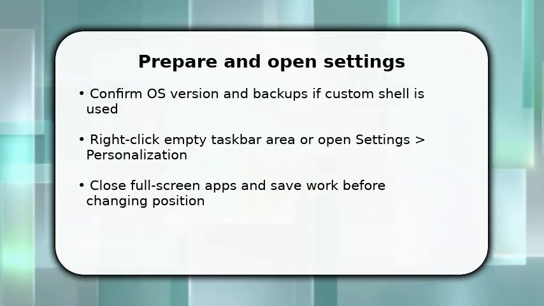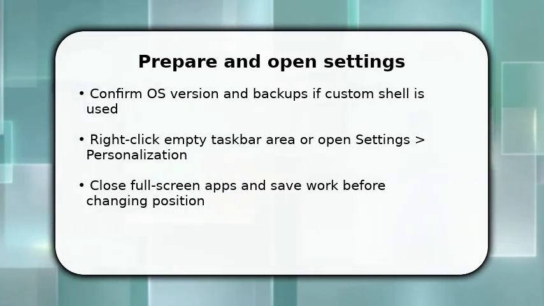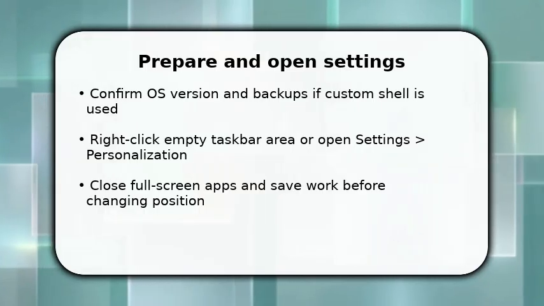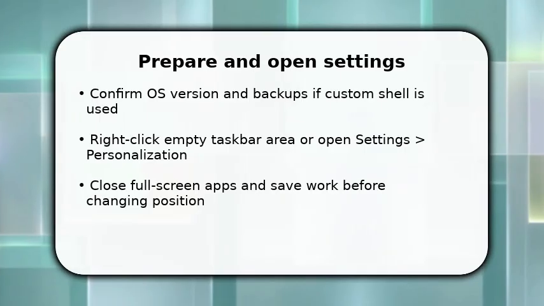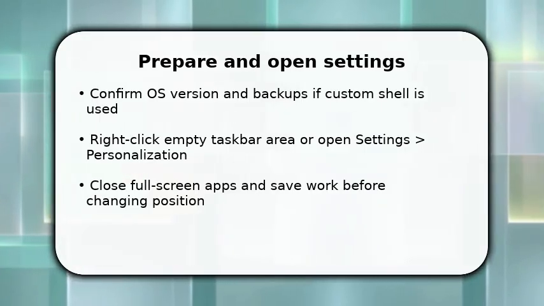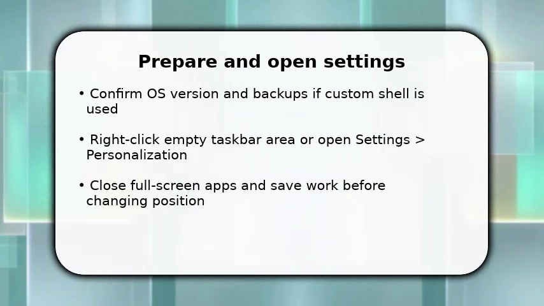Once done, locate taskbar settings quickly and disable auto-hide temporarily so you can see movement. If your system uses a third-party launcher, exit it now so native controls take effect. This gets you immediately ready to change position, without wasting time on irrelevant setup.